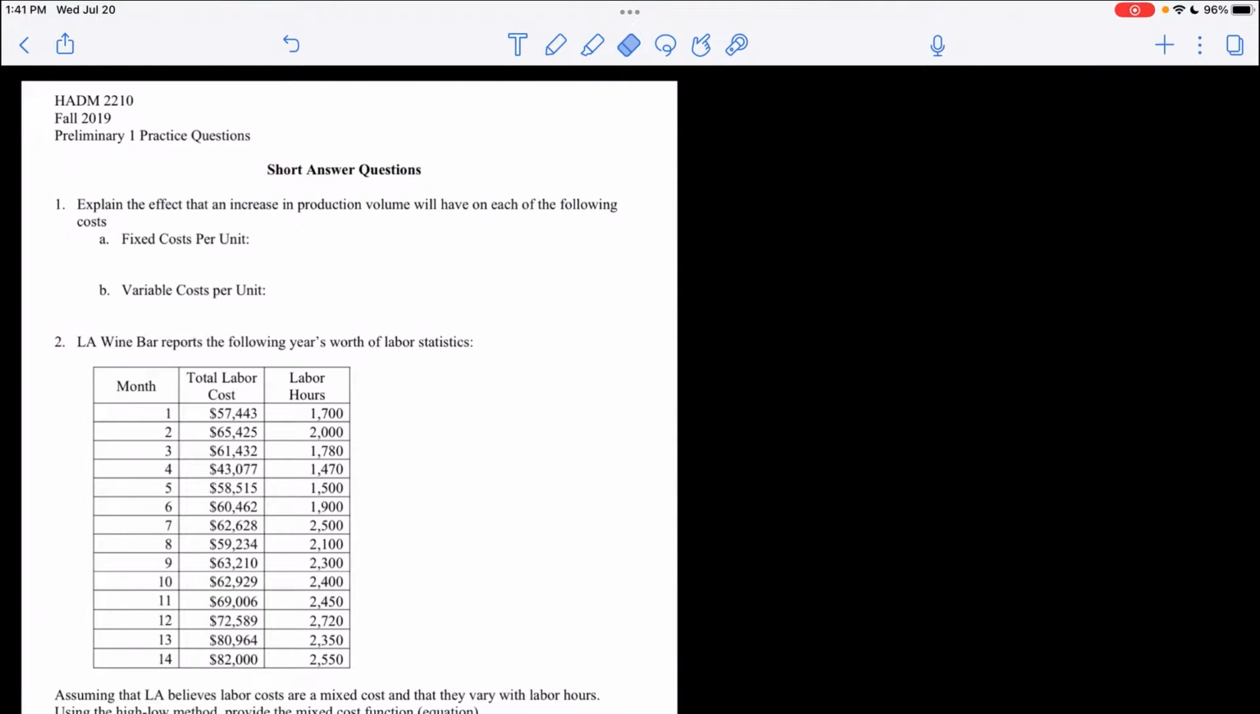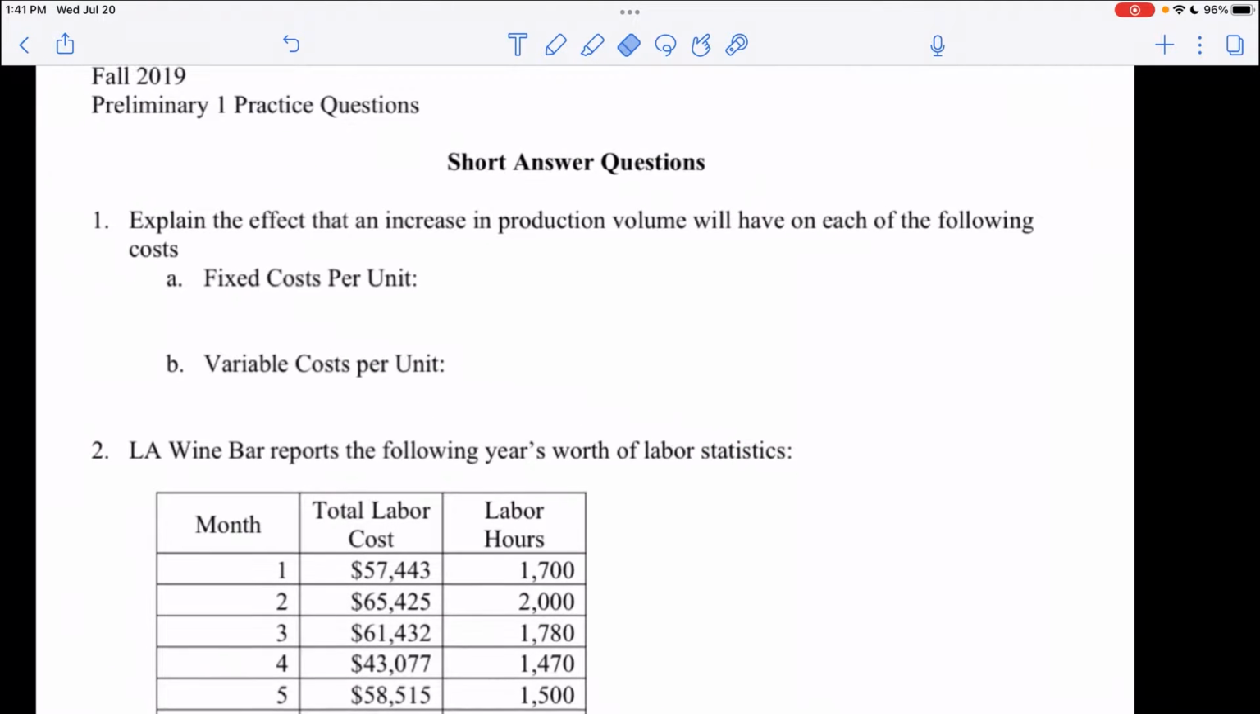First question is more of a qualitative question, talking about changes in costs as you increase and decrease production. And question 2 is about the high-low method. So we will be doing both of these questions in this video. Anyway, for question 1, it says, explain the effect that an increase in production volume will have on each of the following. And we have fixed cost per unit and variable cost per unit, right?